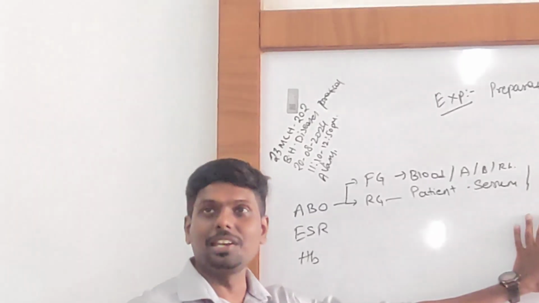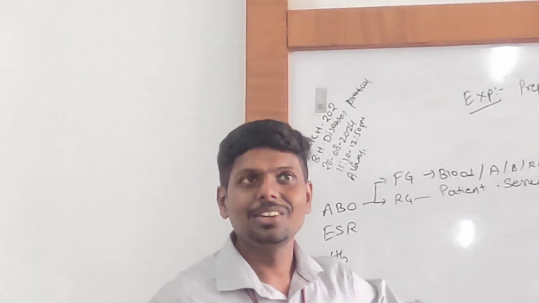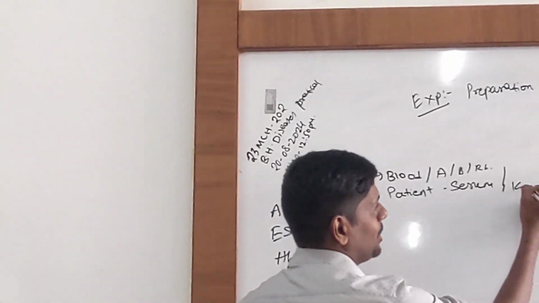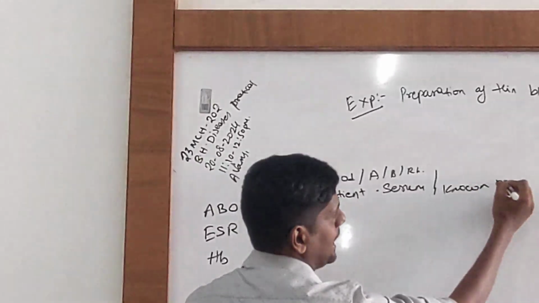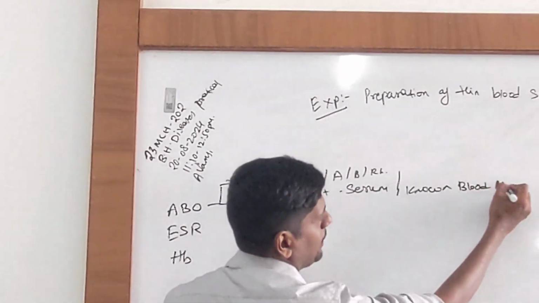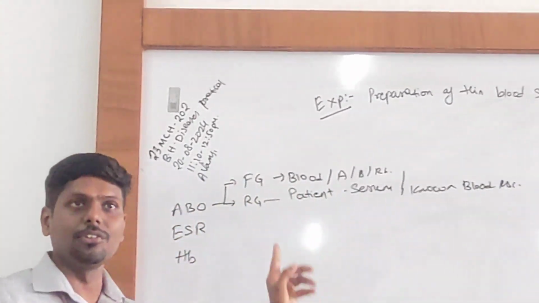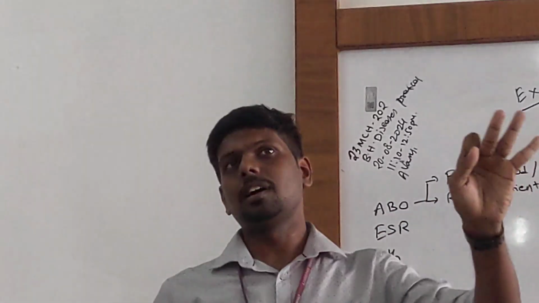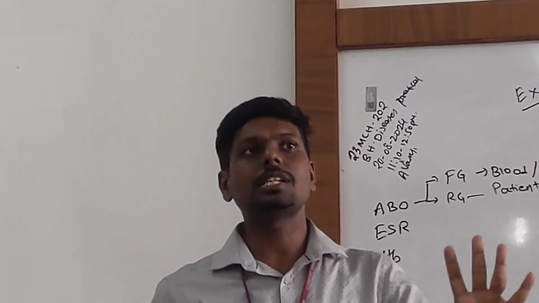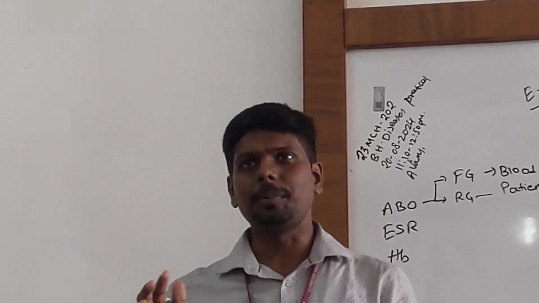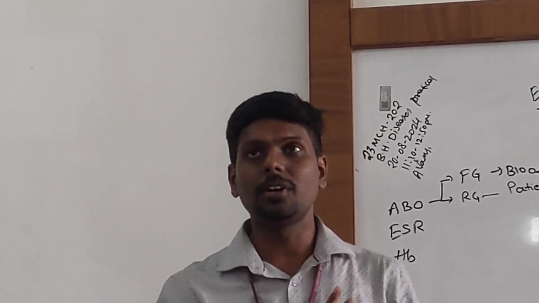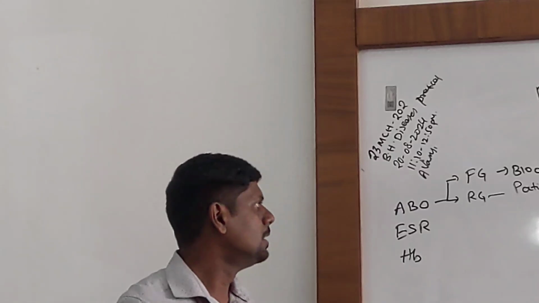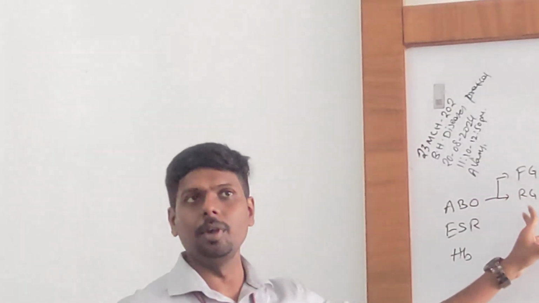Anyway, we are taking known blood cells. Known blood cells will be taken here. All RBCs are taken in reverse grouping: known A group, known B group and known positive group. Okay, that's it. Actually, RH typing is not required in reverse grouping. Okay, very good. So this is all about ABO grouping.